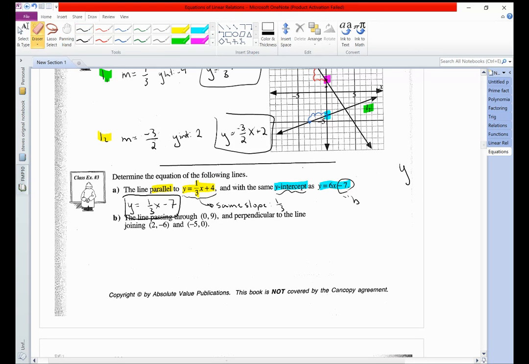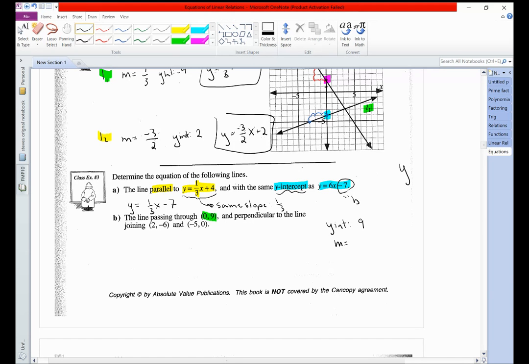Okay, so the next one says the line passing through (0, 9) and perpendicular to the line joining (2, -6) and (-5, 0). So we need to know our y-intercept. But right here, it tells us that the line goes through (0, 9). And you know that when x is 0, the y value is the y-intercept. So this becomes 9. Now, we need to find the slope as well.